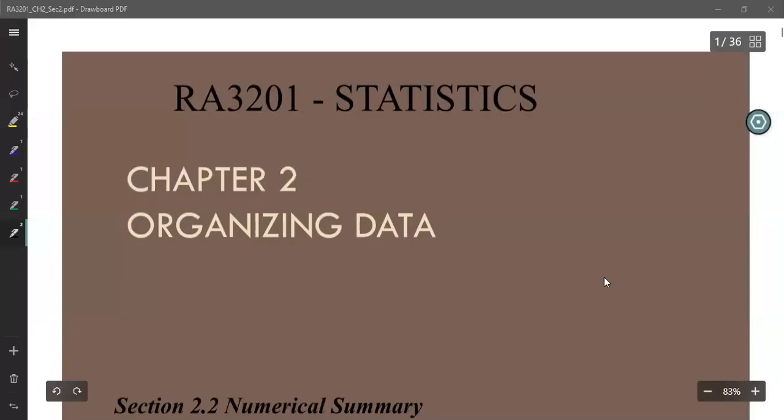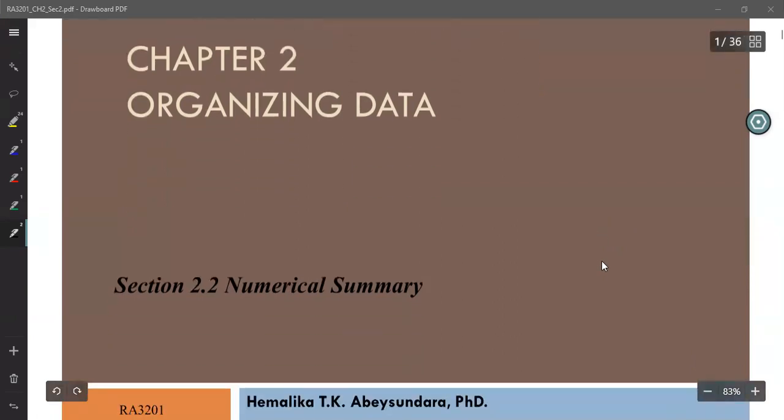So we are going to do the second section of Chapter 2 today, which contains the numerical summary. In the first section of Chapter 2, we talked about organizing data using graphical summaries. Now we are moving on to the second one. We are organizing data using numerical summary.